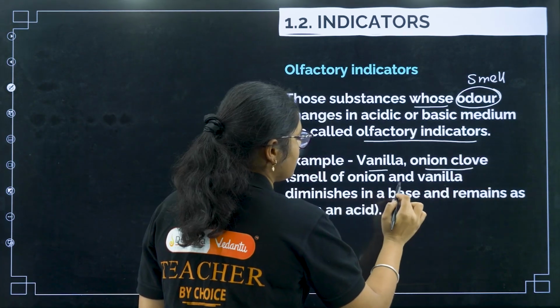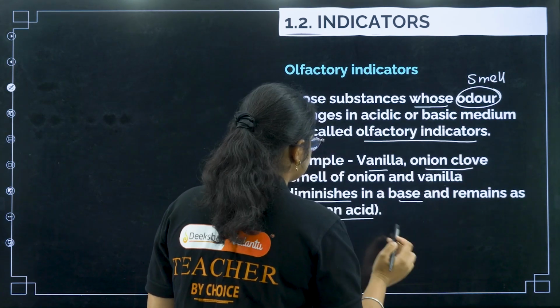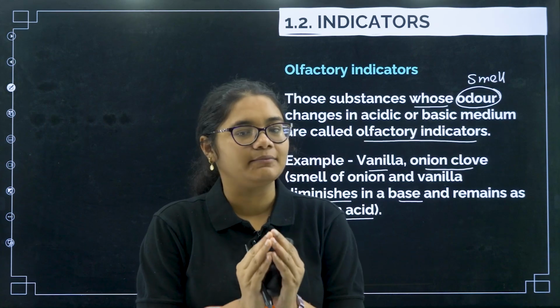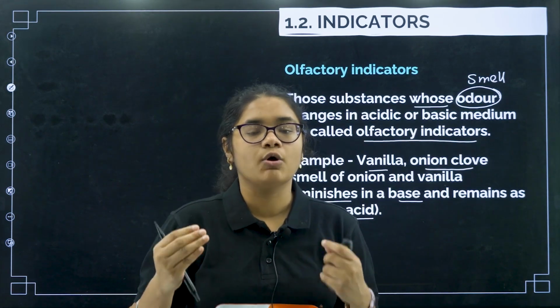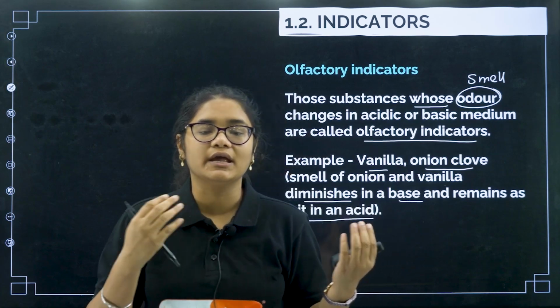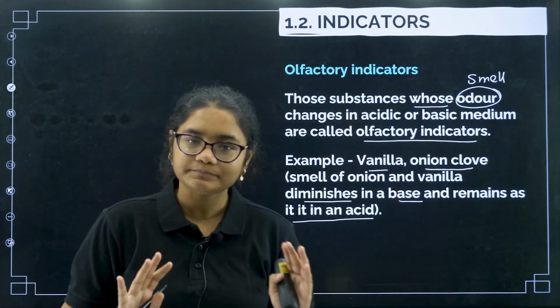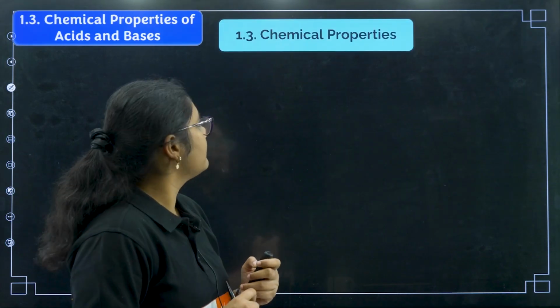The smell of onion and vanilla diminishes in the base and remains as it is in the acidic medium. So in the acidic medium the smell remains the same, but in the basic medium the odor reduces. That is how you can identify whether it is an acidic medium or a base medium. Clear? Next we will go to the chemical properties.